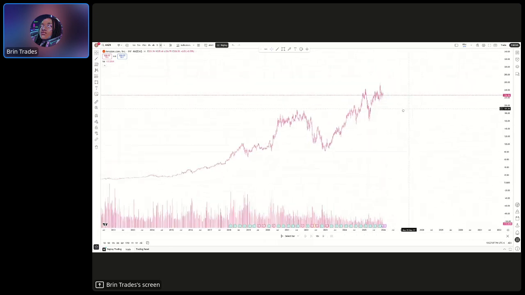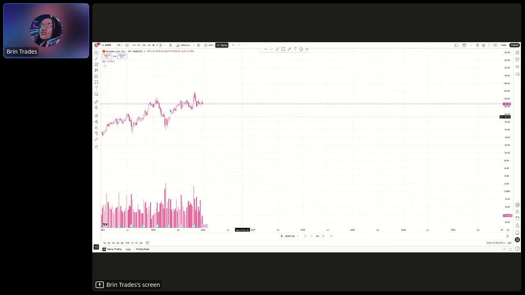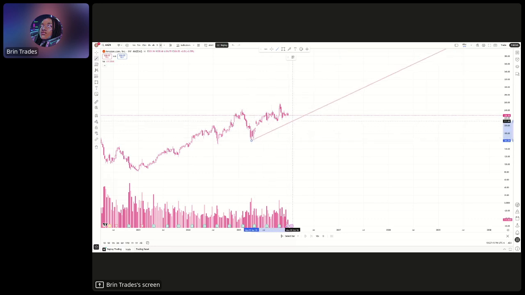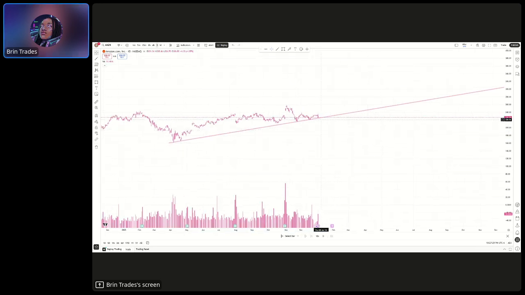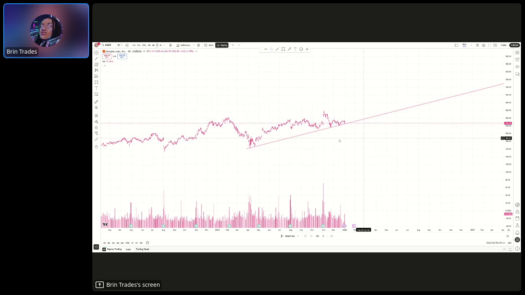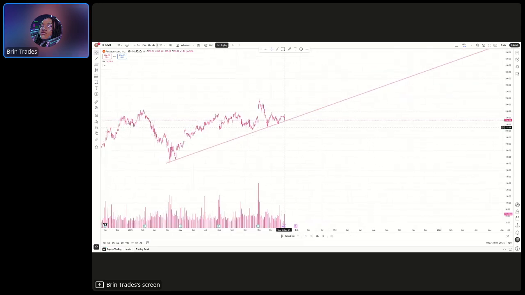Amazon's pretty choppy at the moment, but let's see how it is behaving. Overall, it's in an uptrend. All time, it's in an uptrend, like almost every stock. But it looks like price, as it was approaching all-time highs, is consolidating in this zone here.